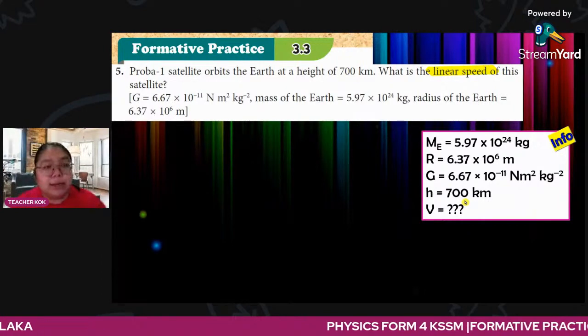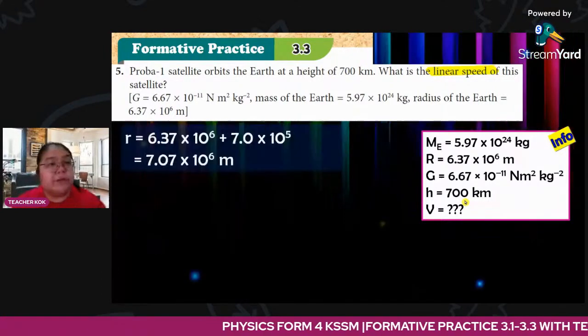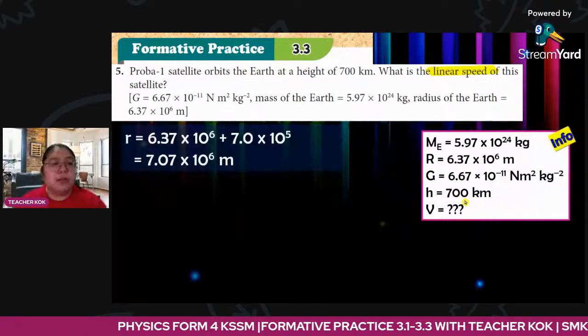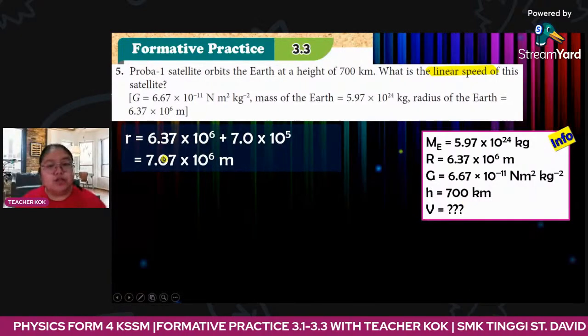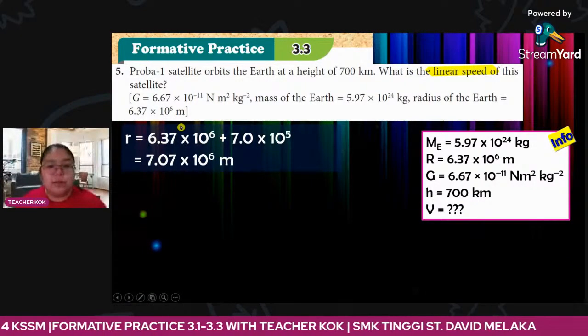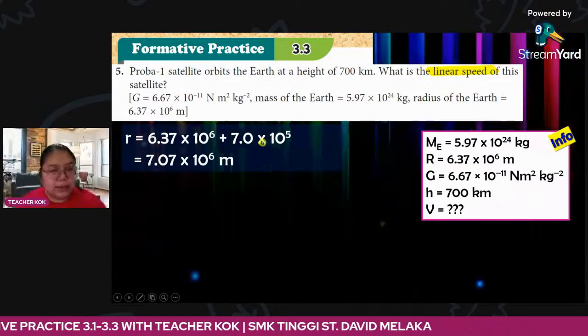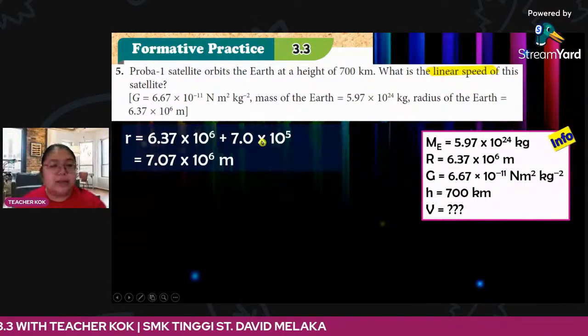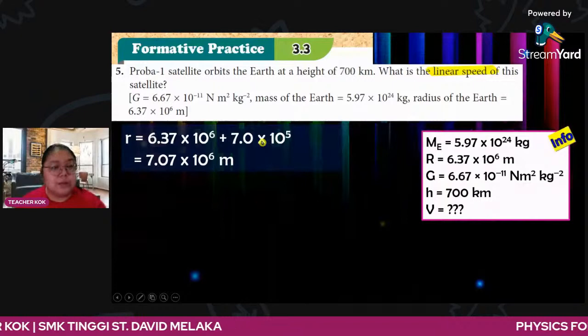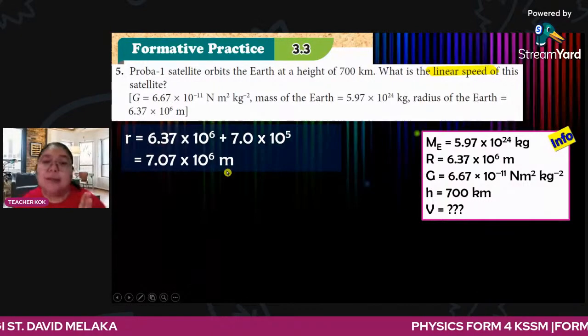Okay, we take out the formula for linear speed. The formula later, we do the extra step first: the radius of the Earth plus the height of the satellite. So I get 7.07 times 10 power of 6 meter.